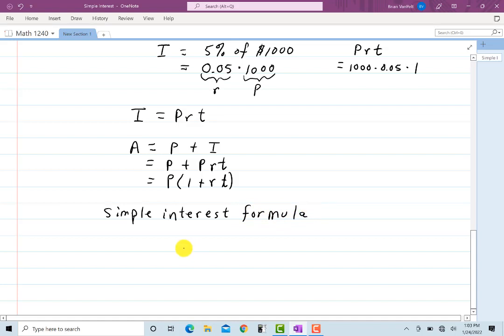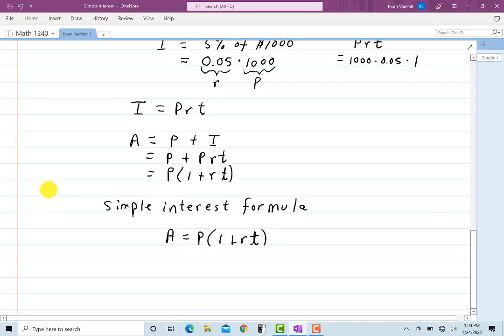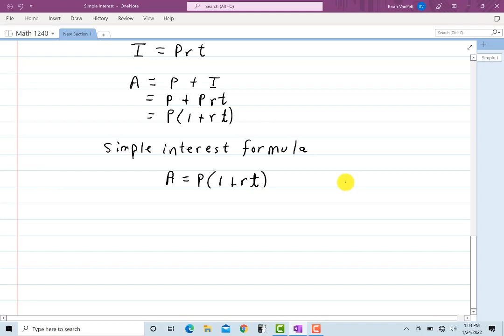And it looks like the following. A equals P times 1 plus RT. And let me write down what these things are called and what you need to know. So A is the account value, or let's just call it amount. I should probably call it the total amount because it includes interest.